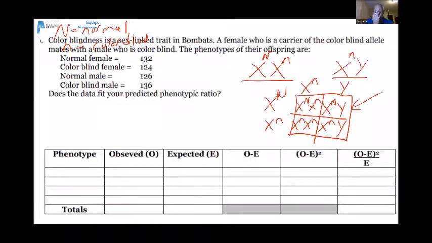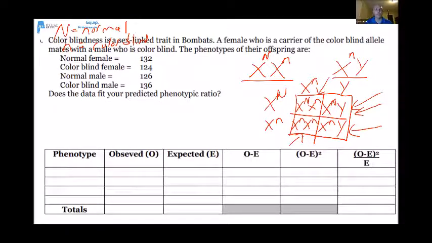So essentially our Punnett Square is saying 1/4 of the offspring ought to be normal visioned females, that one. Another 1/4 ought to be normal vision males, that one. Another 1/4 ought to be colorblind males. And another 1/4 ought to be colorblind females. So those are our expected ratios.